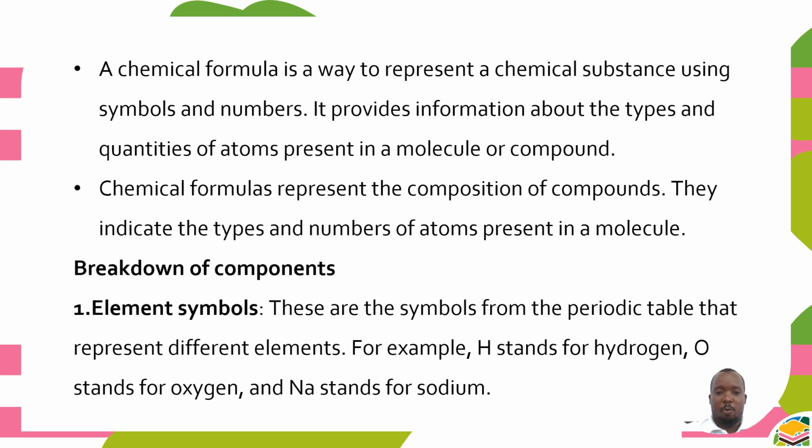So, what is the breakdown of this chemical formula? Well, the chemical formula has element symbols. These are the symbols from the periodic table that represent different elements. For example, H stands for hydrogen, O stands for oxygen, and Na stands for sodium. So yes, a chemical formula has element symbols.